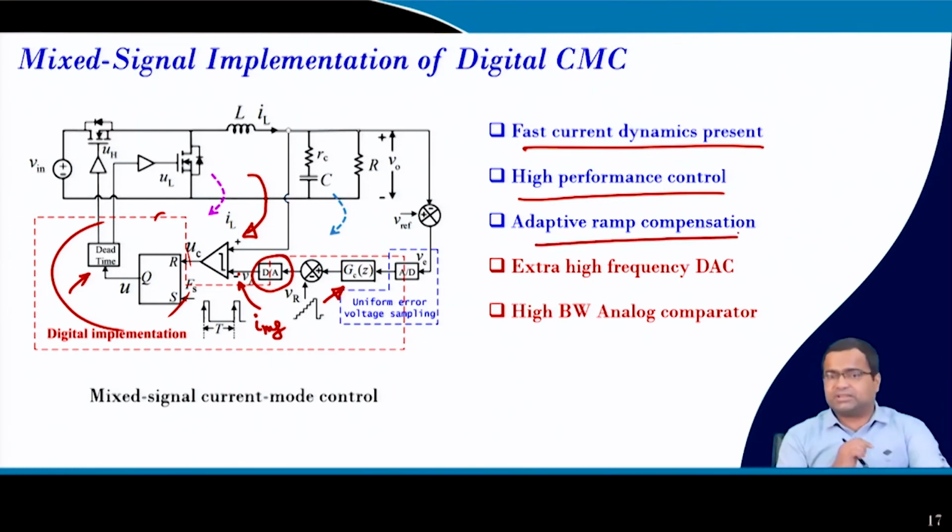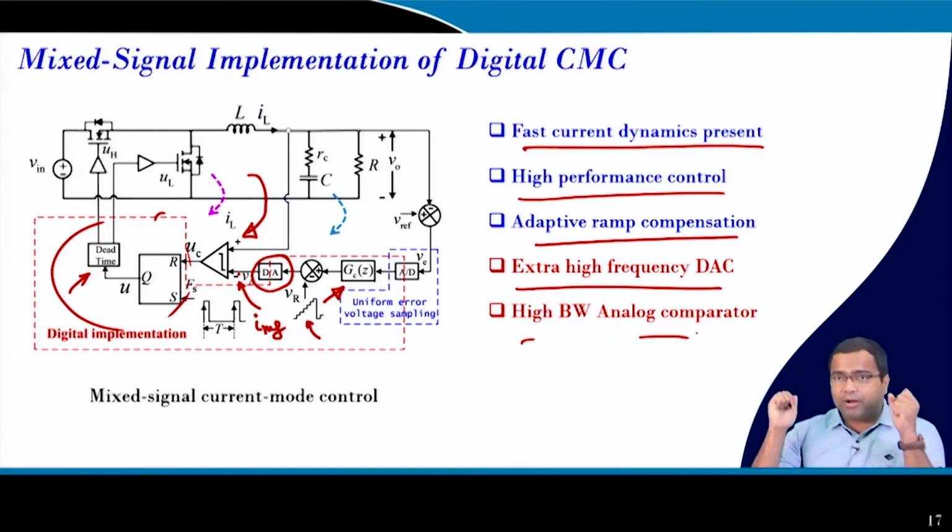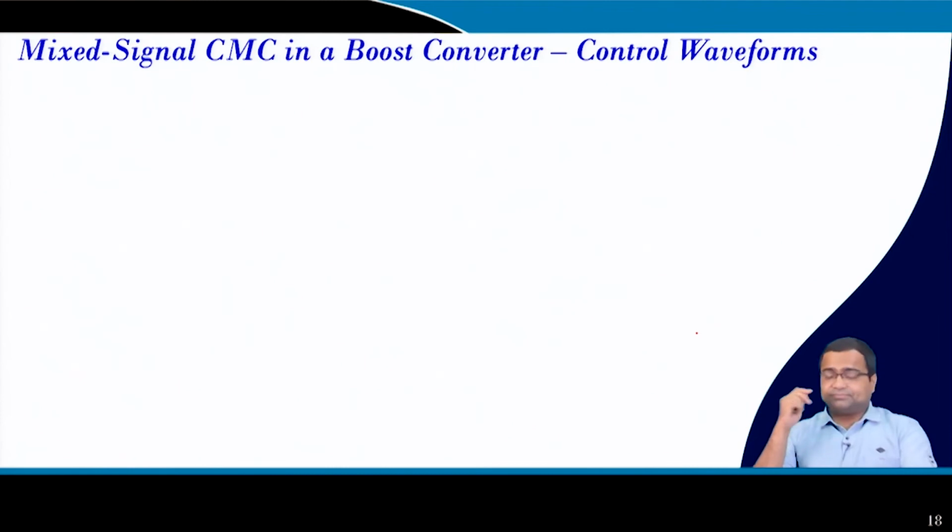Adaptive ramp compensation is very easily possible, because the ramp is in the digital domain, but you need an extra D to A converter here, and a high bandwidth analog comparator is still required, because that consumes a lot of power. And so, our next target is how to replace it.